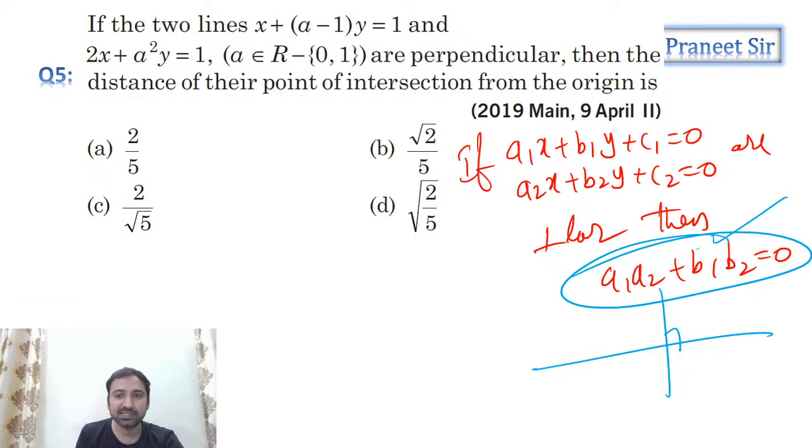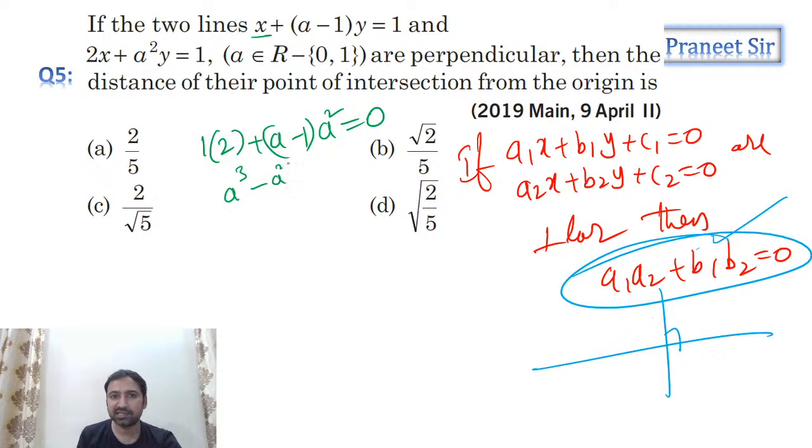Right, let's calculate this. Here a1 is 1, so 1 into 2 plus (a − 1) into a² is equal to 0. From this we can calculate the a value. We get a³ − a² + 2 = 0. If I take a = −1, it is satisfying. What are the other roots? The product of the roots is −2.